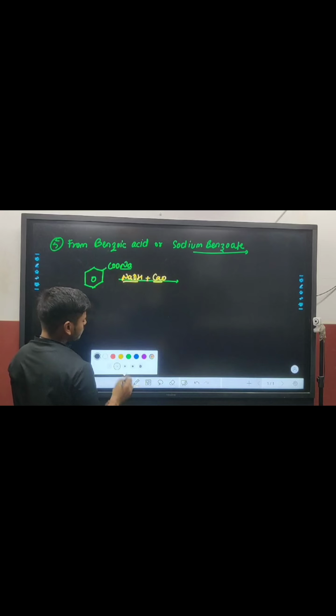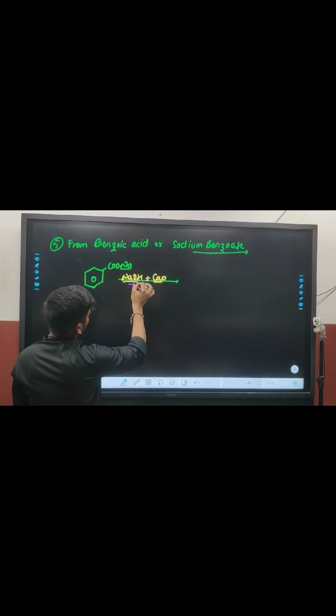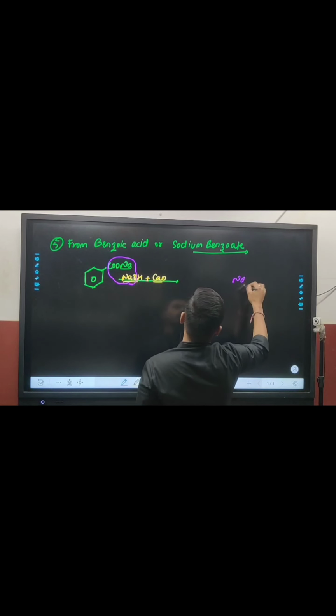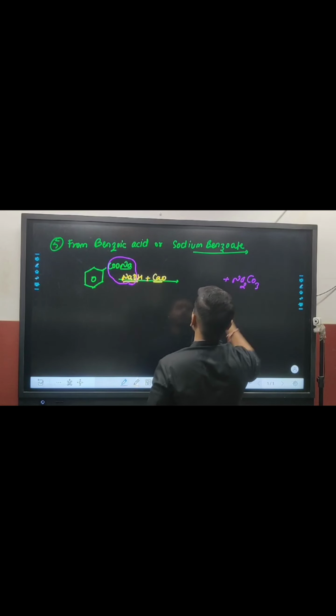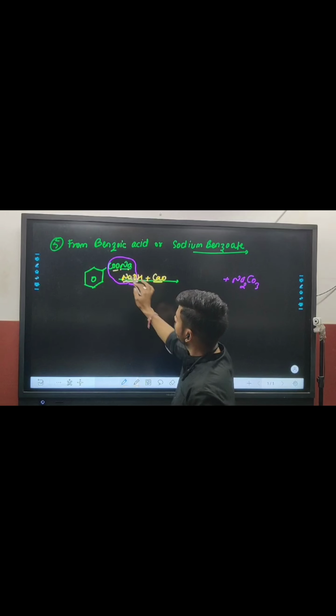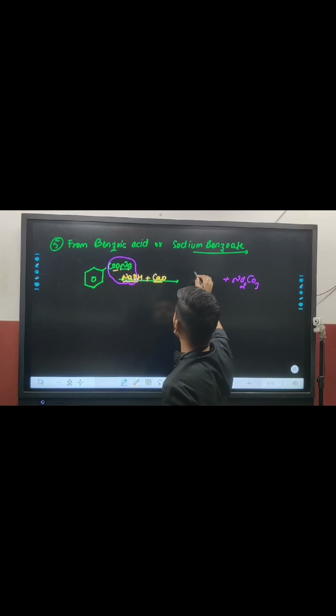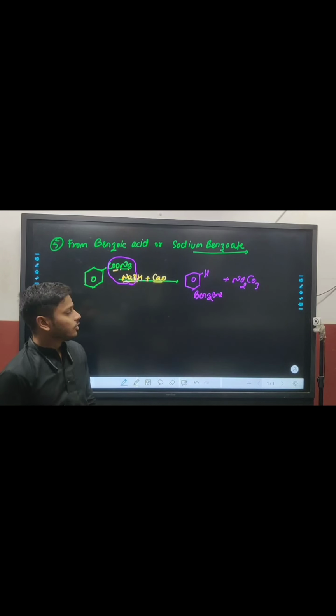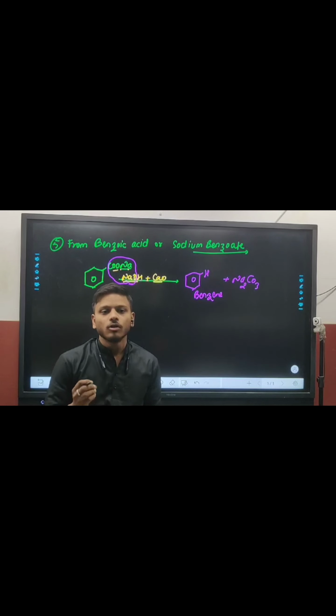It will react, and Na2CO3 will be removed, and hydrogen will be added to the phenyl and it will form benzene. These are the 5 methods of preparation of benzene.